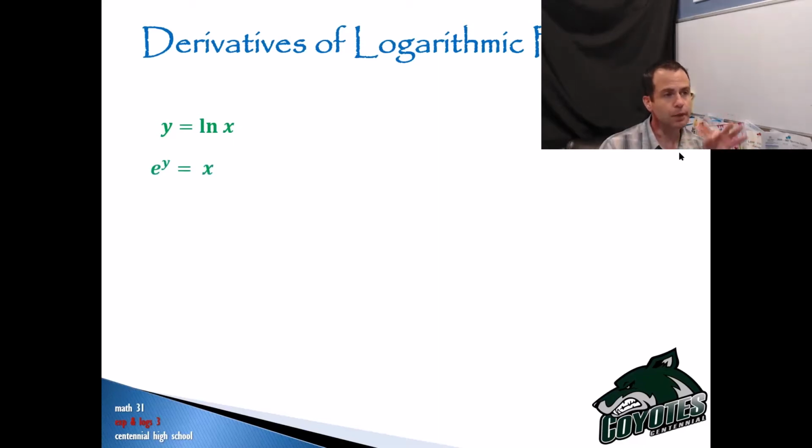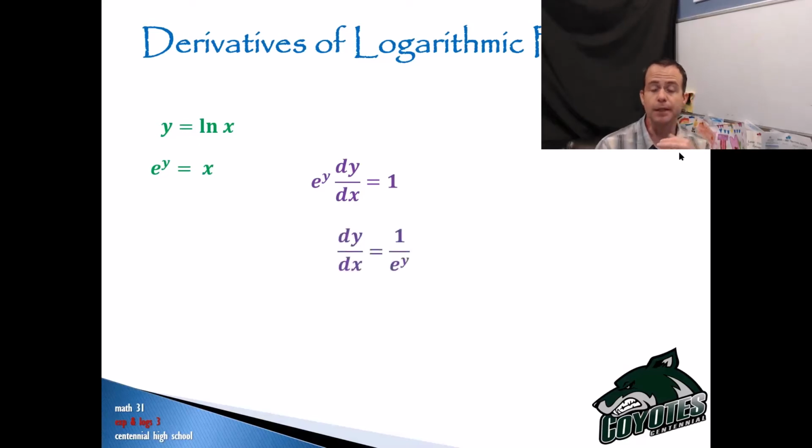Okay, well, let's take the derivative of that. I know that the derivative of e to the y would be e to the y times the derivative of the inside function. The inside function there is y, so that would be the derivative of y. And then I know the derivative of x is 1. So I'm looking at e to the y times the derivative of y equals 1. Now if I want the derivative of y by itself, I'd want to divide both sides by e to the y. And that would give me the derivative of y equals 1 over e to the y.